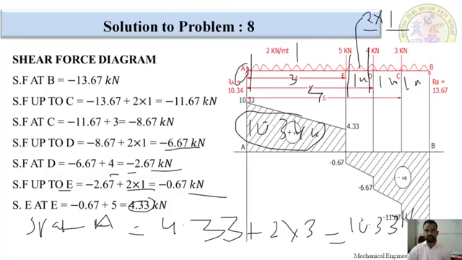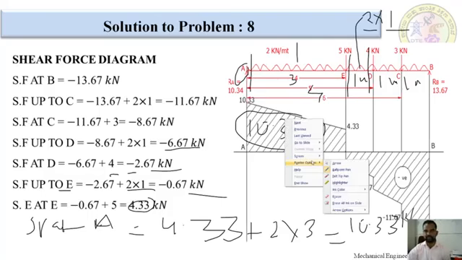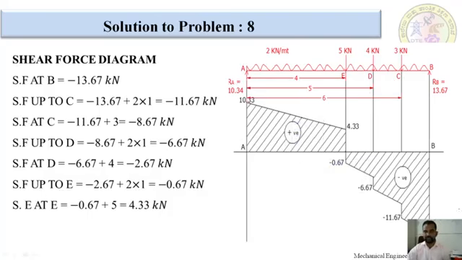Next we have to draw the shear force diagram. First of all, we have to draw one horizontal line. This is the baseline. Below is negative value, above is positive value. How much did we get? Negative 13.67. Next I am going to mark one negative point and join it with vertical lines. After that, the UDL. At the next point we got 11.67, so we mark 11.67. Because of the UDL we draw an inclined line.